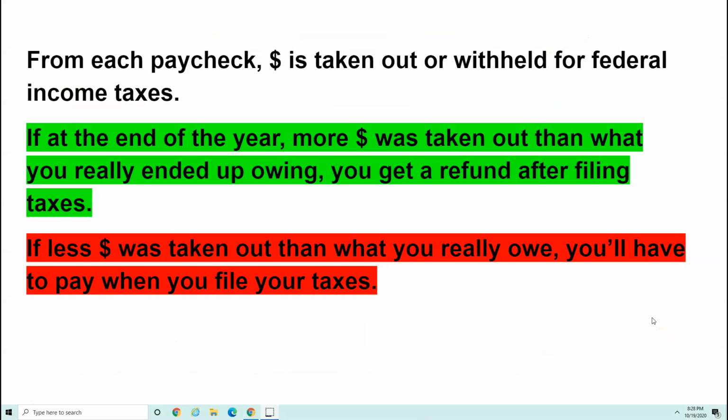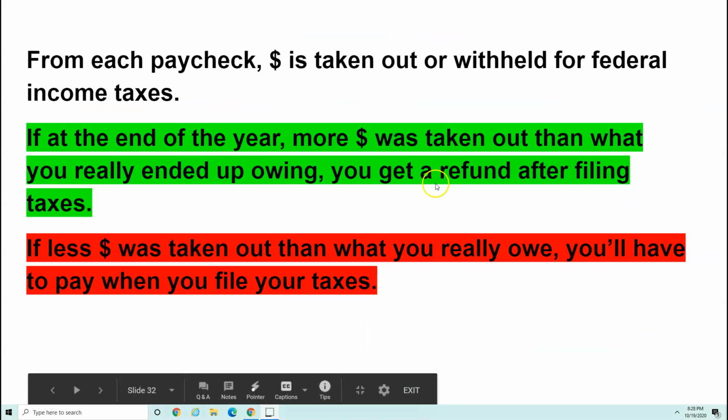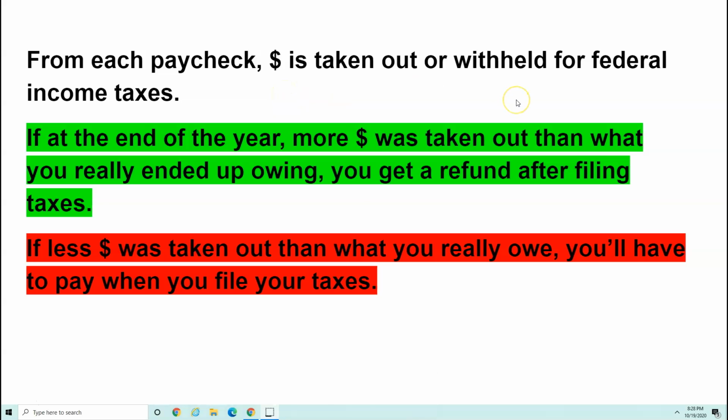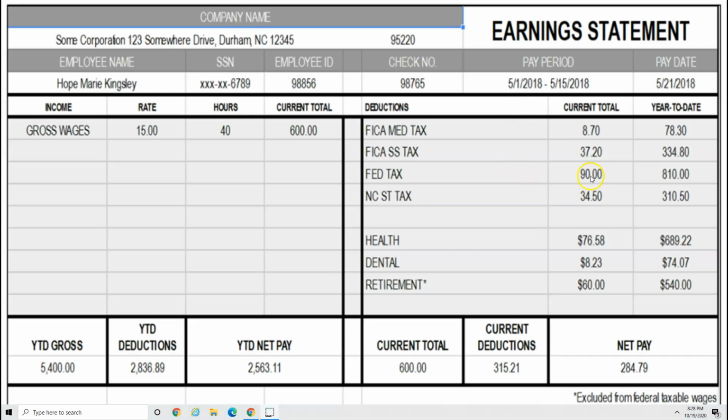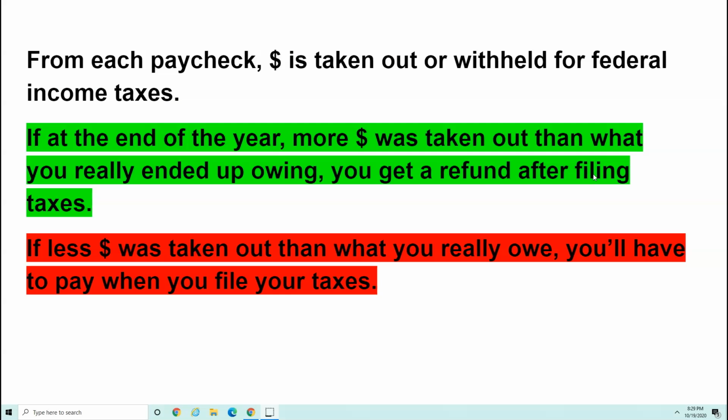So the key point that I want you to remember again is that from each paycheck, money is taken out or withheld for federal income taxes. So for this person, $90 is being withheld for federal income taxes for this pay period in this paycheck. If at the end of the year more money was taken out than what you really ended up owing, you're going to get a refund after you file taxes.